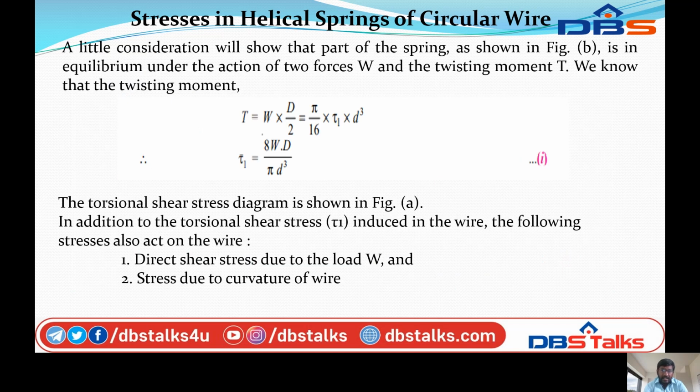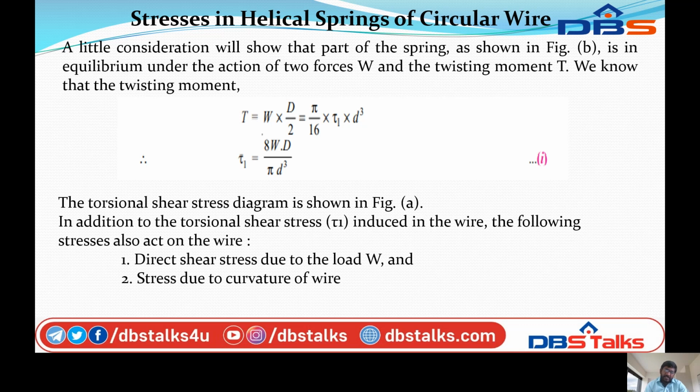Let us consider the part of the spring shown in figure B, which is in equilibrium under the action of two forces, W and the twisting moment T. We know that the twisting moment T is equal to W into D by 2, which is equal to pi by 16 into tau 1 into d cube. Therefore tau 1 is equal to 8 into W into capital D by pi into d cube. This is equation number 1. The torsional shear stress diagram is shown in figure A.